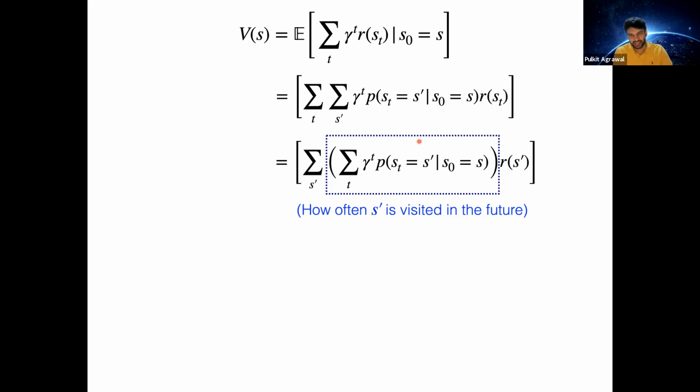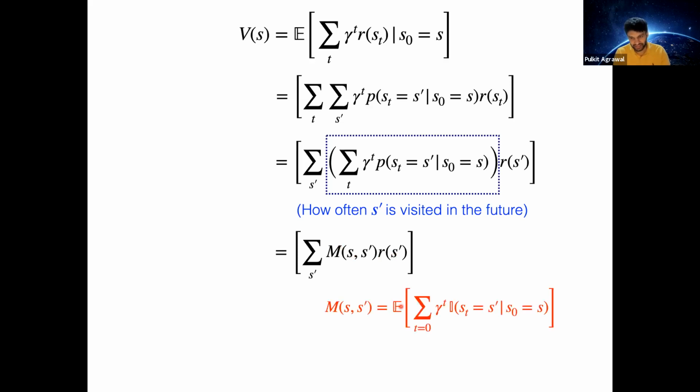But what this way of stating allows us to do is segregate some function M, which calculates how often S prime is going to be visited in the future under my current policy, and the reward function. What is this M again? This M is the expected number of times I'm going to visit state S prime in the future. And this is known as the successor representation.